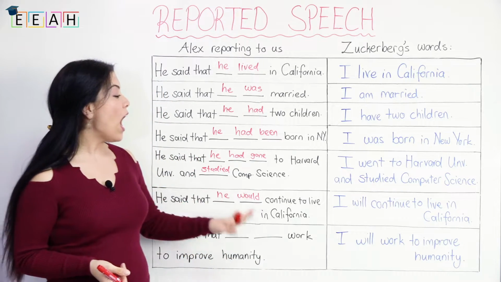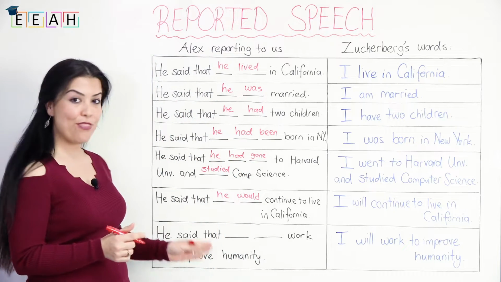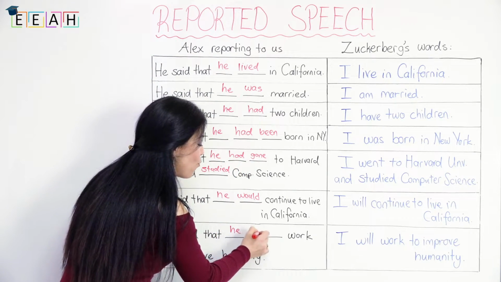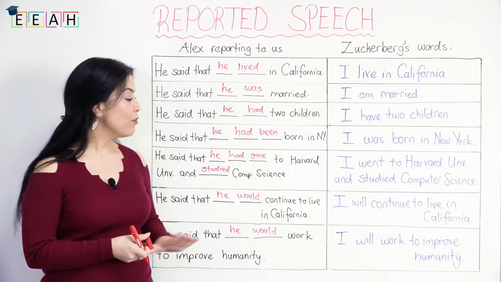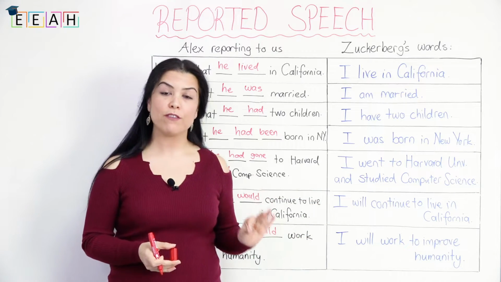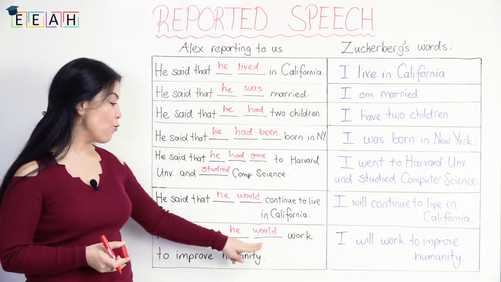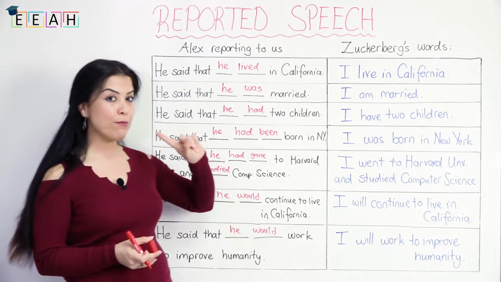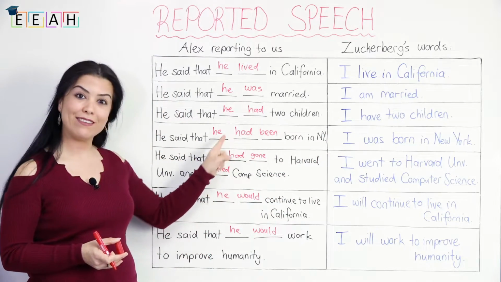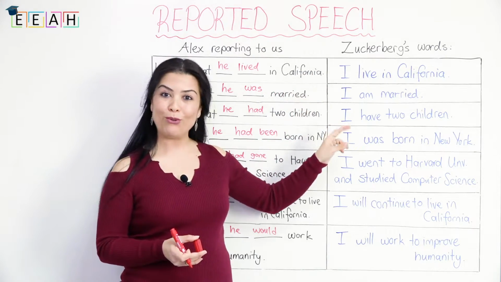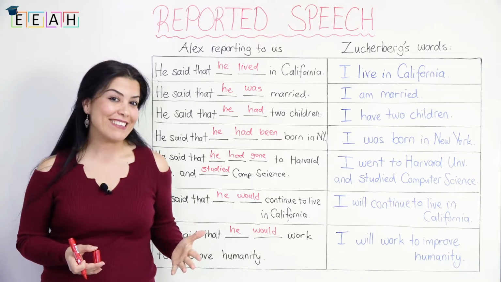And another one, "I will work to improve humanity." So he said that he would work to improve humanity. So these two sentences are about the future. As you report them, you need to report with would, as in the example. Remember, past simple is reported in past perfect, as it is here, and present simple is reported in the past simple tense. Well done, Alex.